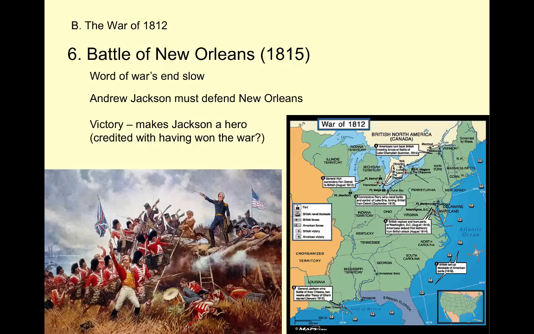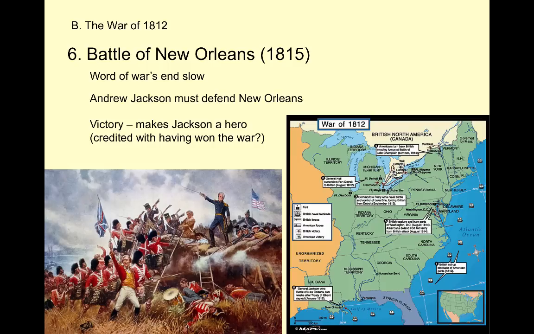We see in this artist's rendering of the battle, there's Andrew Jackson on top of the barricade, inspiring his men. This did not happen because it would be stupid for a general to do that. But the point of view of the artist, he's trying to glorify the United States and he's trying to glorify General Jackson. So America hears about the Battle of New Orleans in early 1815 at the same time that they hear about the Treaty of Ghent.